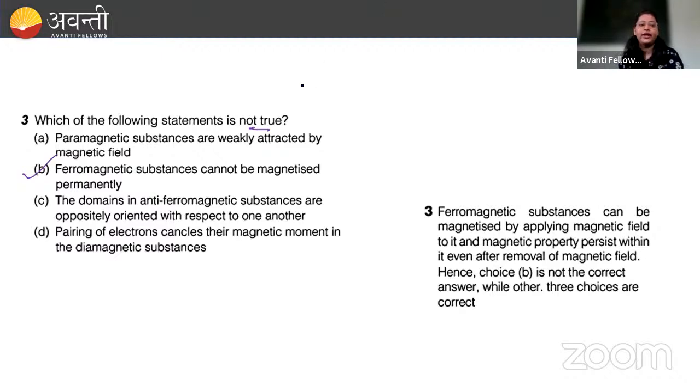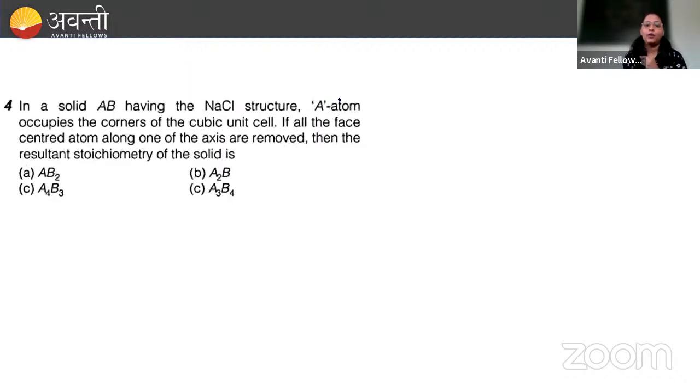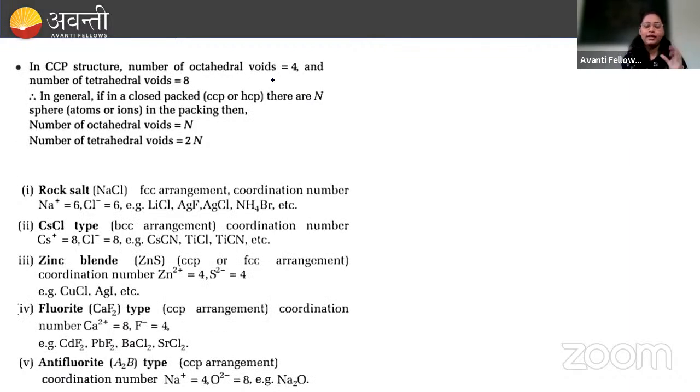So here we need to consider the problems which require determination of the formula or stoichiometry for a given solid, right? So before doing this, let's recall these concepts. Okay, in a CCP structure, you know the number of octahedral voids is 4 and the number of tetrahedral voids is 8. You know that whatever number of atoms are present, multiply it by 2, you get tetrahedral voids, and equal to that are octahedral voids. That is our already discussed topic point.